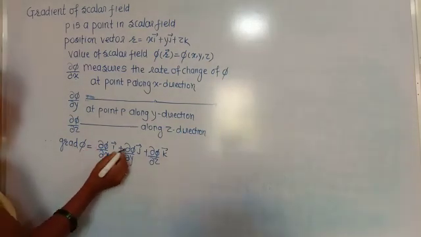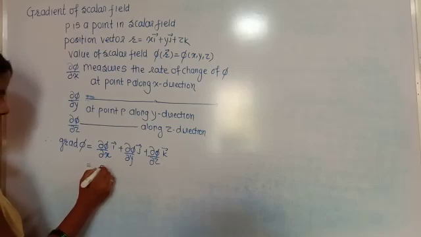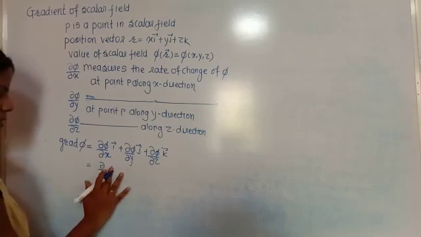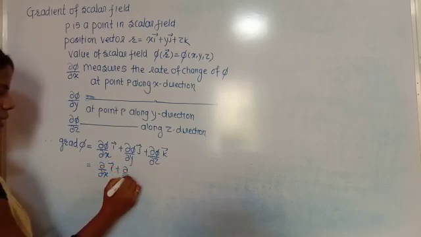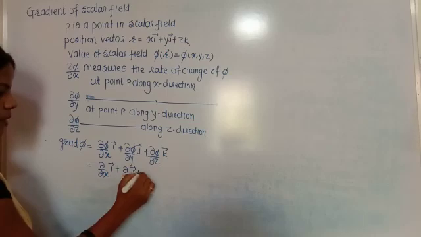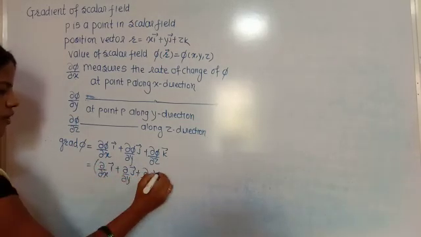Here phi is common, so we can write grad phi as del by del x i plus del by del y j plus del by del z k, operating on phi.